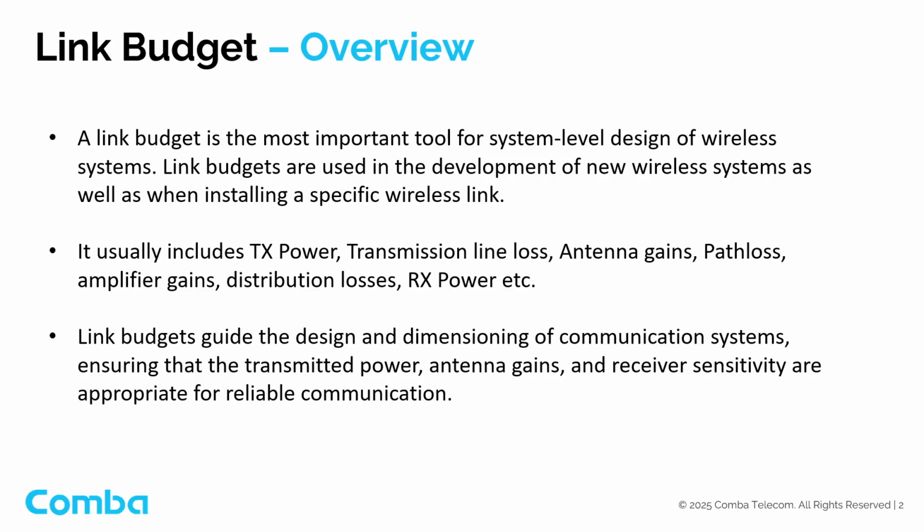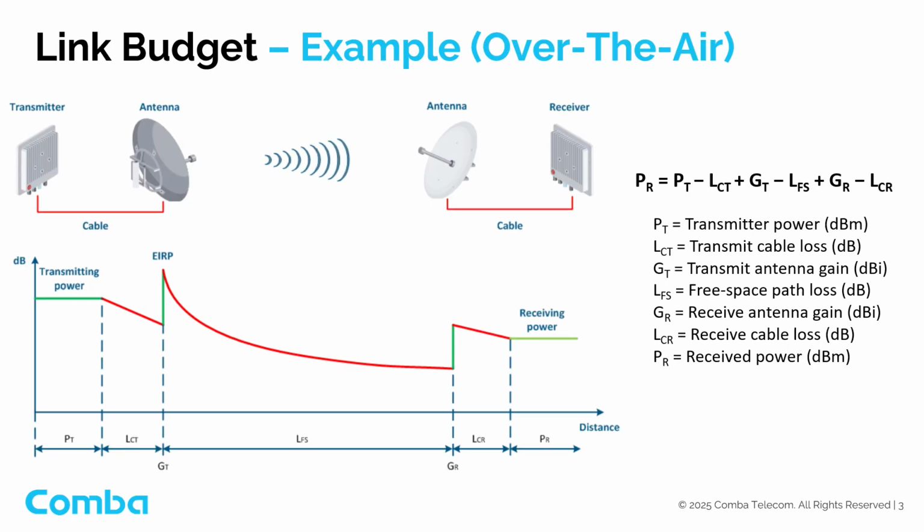The RF link budget will include the transmitter output power, cable losses, antenna gains, path loss, amplifier gains, antenna distribution losses, and building losses. It's essentially a signal strength balance sheet used to guide the design and dimensioning of communication systems, ensuring that the system will provide sufficient radio coverage and signal quality, even under worst-case conditions.